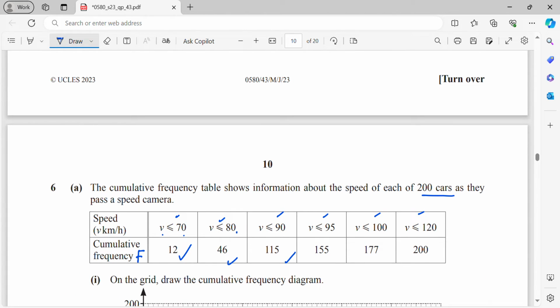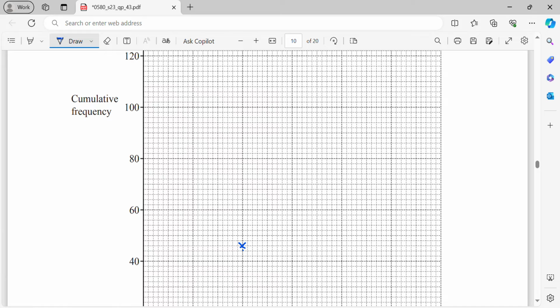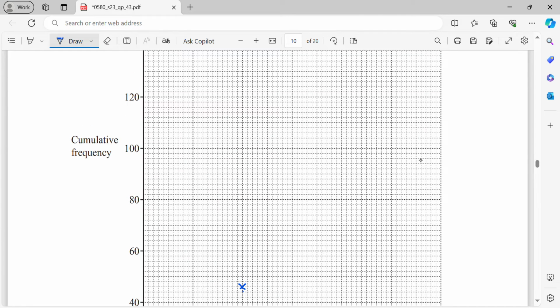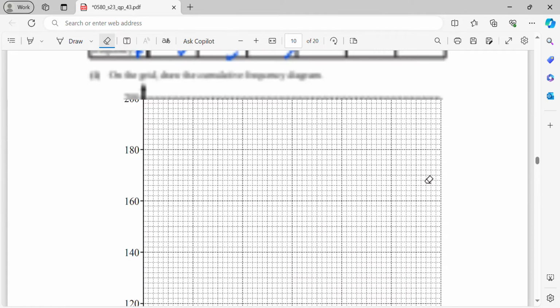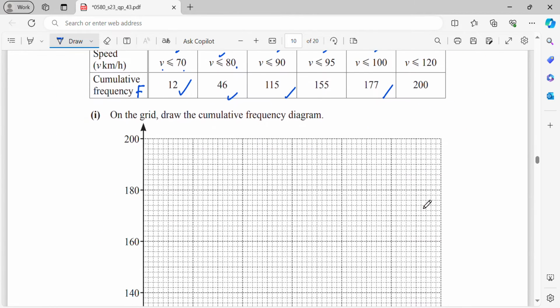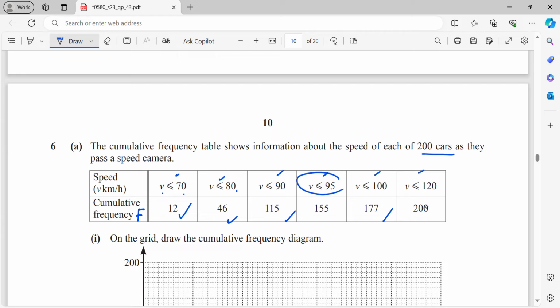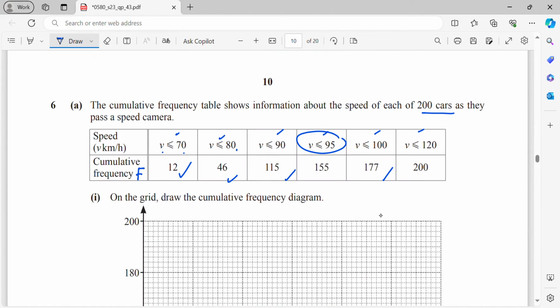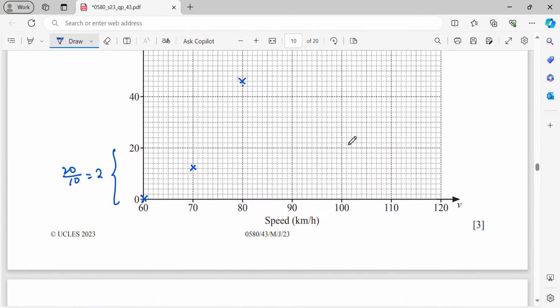Then after that, 90 is 115. So next is 90, 115. So 115 means 102, 1, 2, 3, 4, 5. This is 110, 112, 114, 115. It's in the middle, so just count. Okay, next is 95. Sorry, I missed out. Okay, 95 is 155. So 95 is in the middle.